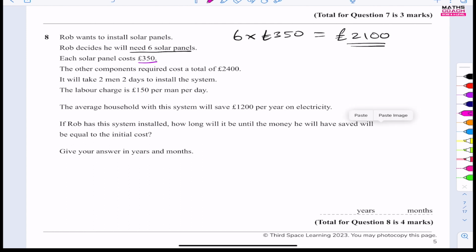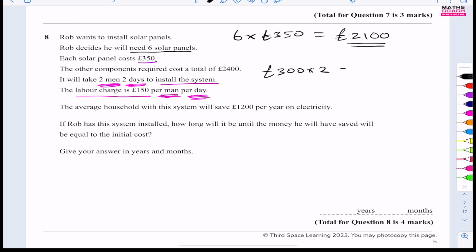Now, there is, of course, a labour charge. The labour charge is £150 per man per day. And you need 2 men over 2 days to install the system. So each man will be getting £300 over the 2 days. If you've got 2 men working on it, that is 300 times 2, which is £600. So that is your labour charge right there, £600.